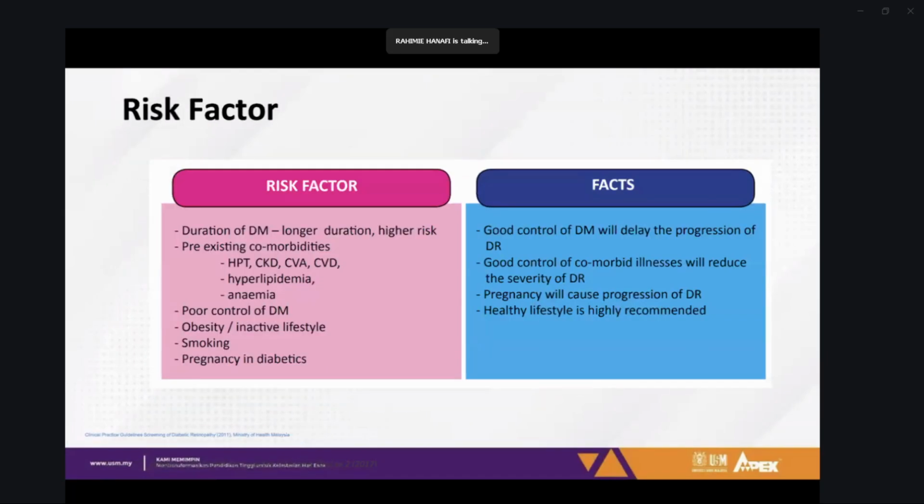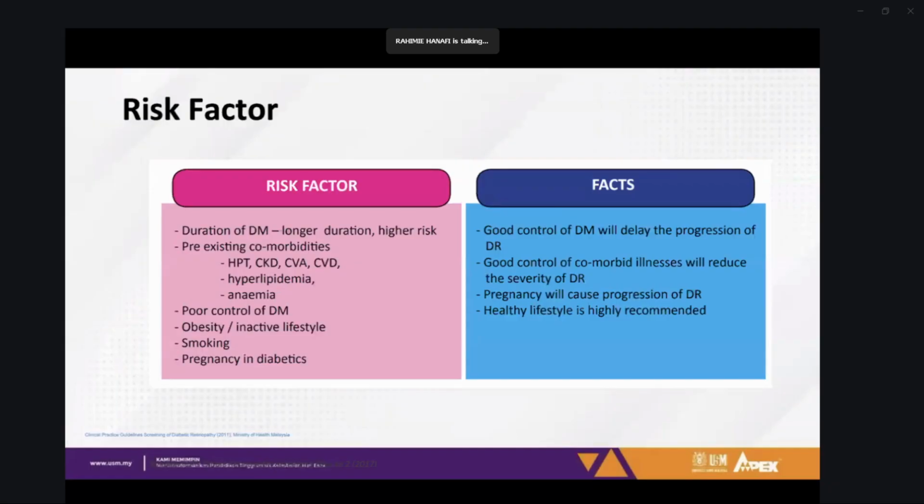Okay, the risk factors for diabetic retinopathy, besides longer duration and high glycemic levels, include patients who have pre-existing non-communicable comorbidities such as hypertension, chronic kidney disease, CVA, history of ischemic heart disease, and patients having hyperlipidemia and anemia. Patients who live a sedentary lifestyle, smoke, and also diabetic patients in pregnancy are at higher risk to develop diabetic retinopathy.